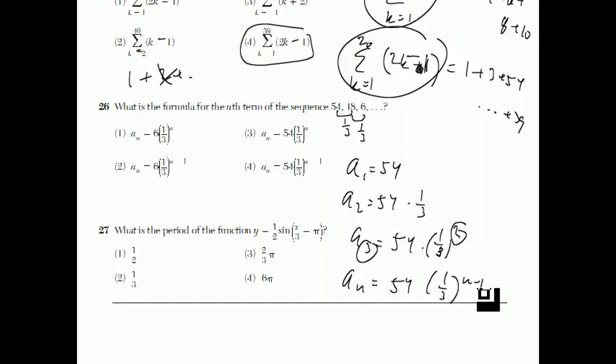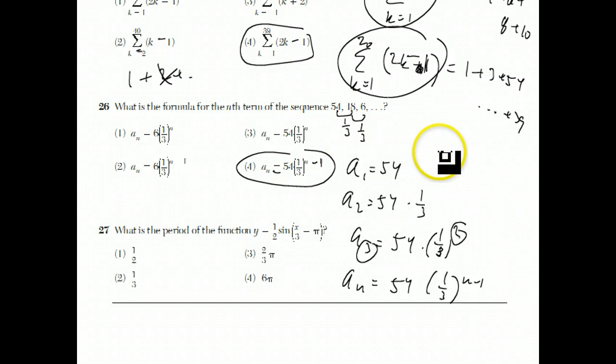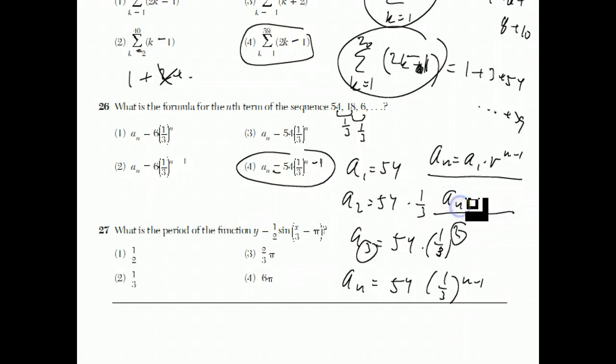I'll write it up in a second. This copy didn't come out good. Here's the answer. That's an equals. In general, the formula for a geometric series is AN equals A1 times R to the n minus 1, where R is the common ratio. For completeness, if it's just arithmetic, it's AN equals A1 plus D times n minus 1. That's the answer for number 26.